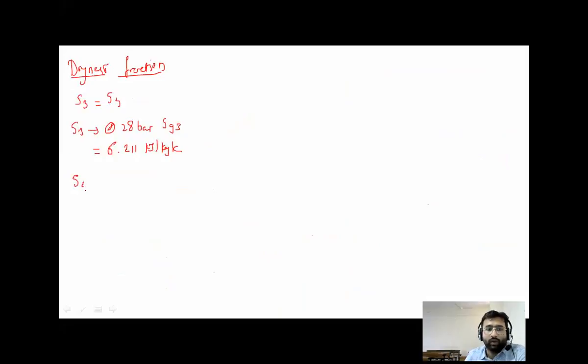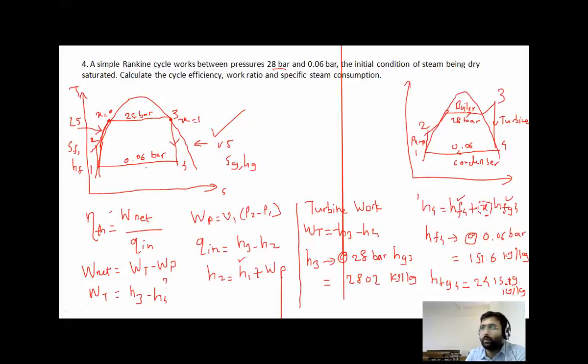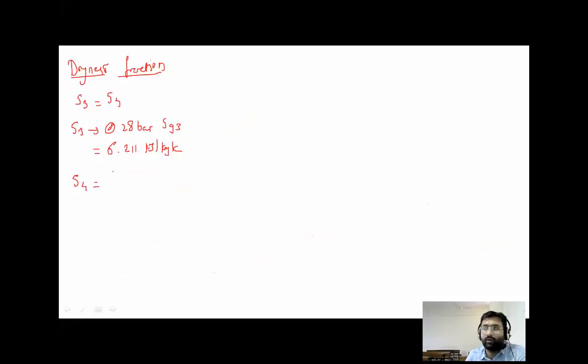Now, entropy at point number 4. Point number 4 lies in the wet region. So the formula for S4 will be SF4 plus X into SFG4. This is the formula for entropy in the wet region. Now, what is SF4? SF4 is nothing but at 0.06 bar. Check the value at 0.06 bar. What is the SF value?